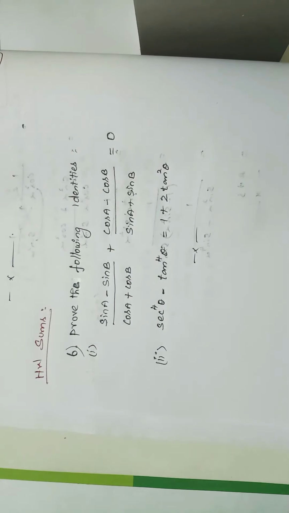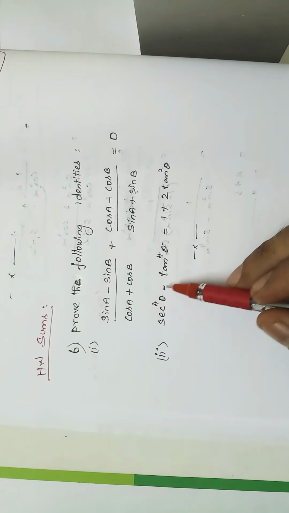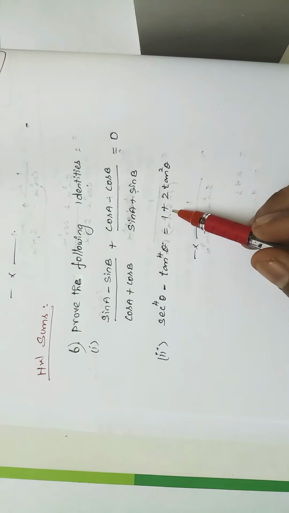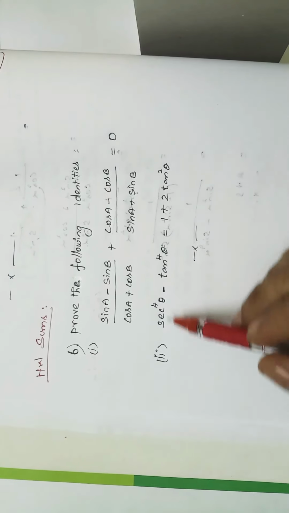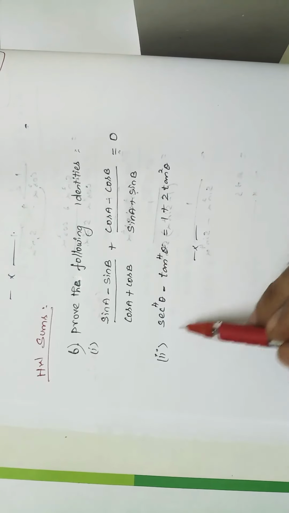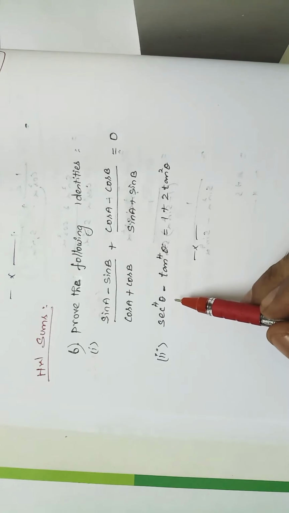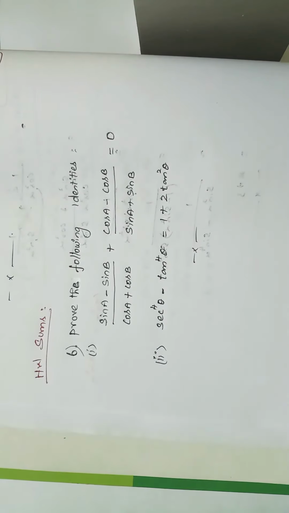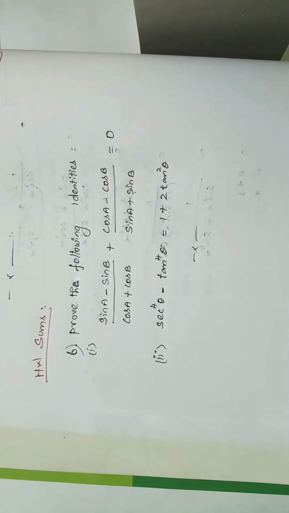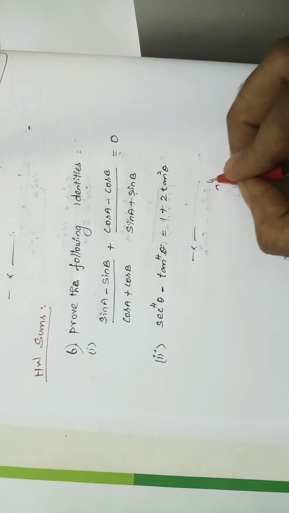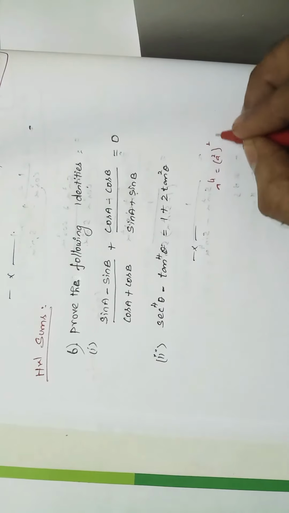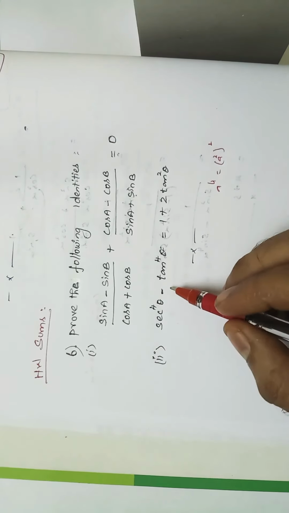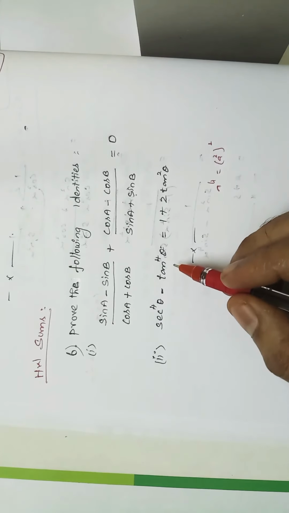Second subdivision: sec power 4 theta minus tan power 4 theta is equal to 1 plus 2 tan square theta, right? Already yesterday, in the last class itself, we have discussed this. How will we write a power 4? A power 4 is nothing but a square the whole square. Likewise we will write, so sec square theta the whole square minus tan square theta the whole square, right?